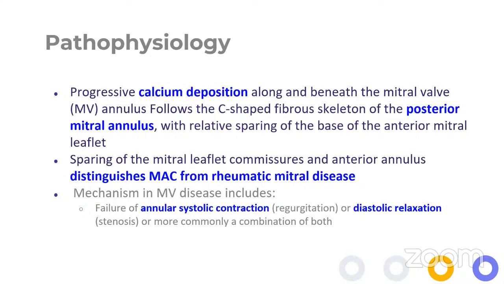but basically there is a progressive calcium deposition along and beneath the mitral valve annulus, following the C-shaped fibrous skeleton of the posterior mitral annulus, with relative sparing of the base of the anterior leaflet. That sparing of the leaflet commissures and the anterior annulus helps distinguish MAC from rheumatic mitral disease. MAC contributes to mitral valve disease through a mechanism of failure of annular systolic contraction resulting in regurgitation, or a failure of diastolic relaxation ending up with stenosis, and commonly it is a combination of both.